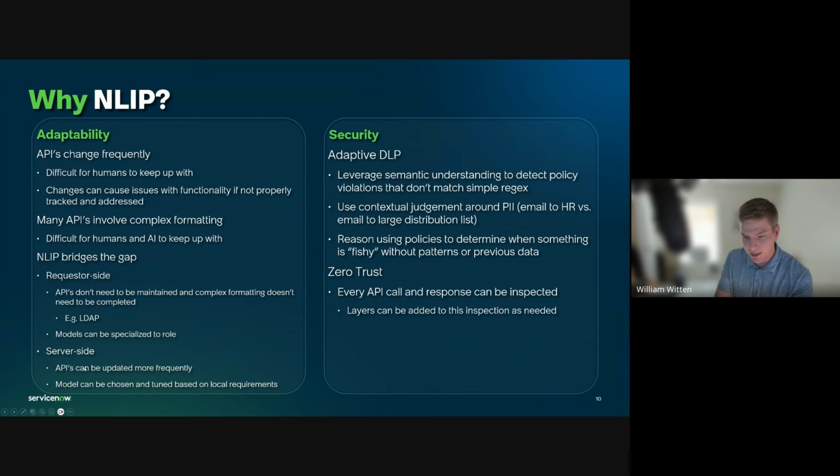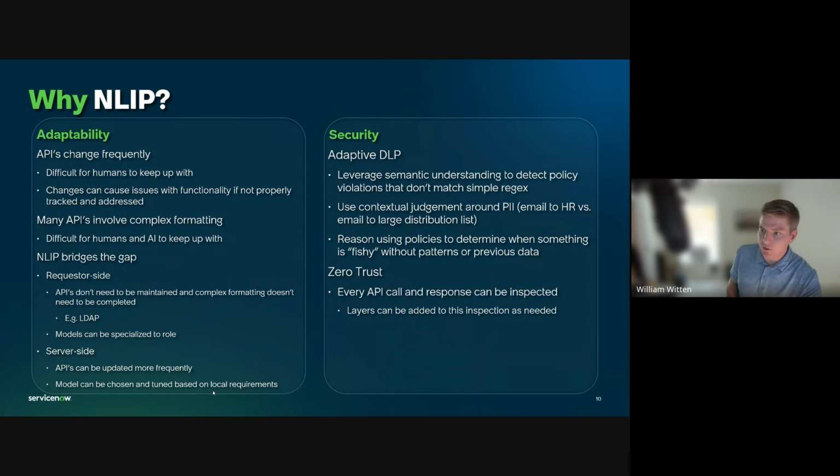Then on the server side, APIs can be updated more frequently and maintained by those teams that are more familiar with Active Directory. The model can be chosen and tuned based on local requirements, and we can ensure that we have the proper type of performance that we're looking for at a very granular level. So we could even say for this type of query, we want to use this type of model that we've specifically fine-tuned for this purpose, but for this other one, we can use a smaller, lighter weight model. So all of those choices are now available to you, whereas previously you needed that one agent to be able to accomplish everything for MCP to work.